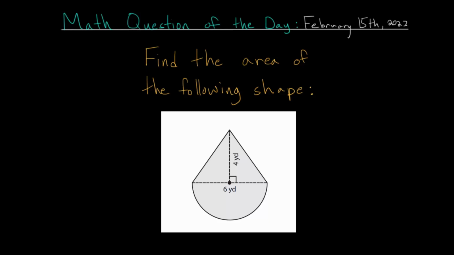In this video, I'd like to talk about the math question of the day for February 15th, 2023. With this problem, we need to find the area of this shape here, which is essentially an upside down ice cream cone. It looks like we have this triangular piece here and this half of a circle here. And we want to know the area of this entire shape.